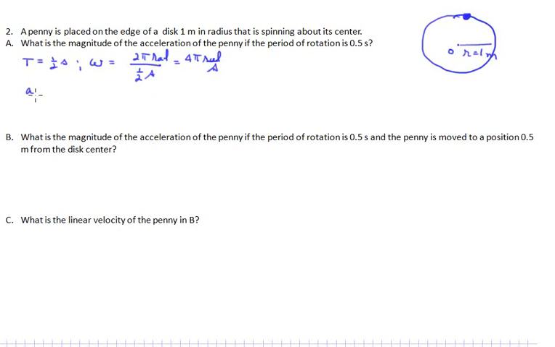The acceleration is then most easily calculated from r omega squared. R is equal to 1 meter. Omega is equal to 4 pi rads per second, squared. And so that's 4 pi, the quantity squared, is 16 pi squared meters per second squared, rads disappear. In terms of rational numbers, that's 157.9 meters per second per second.